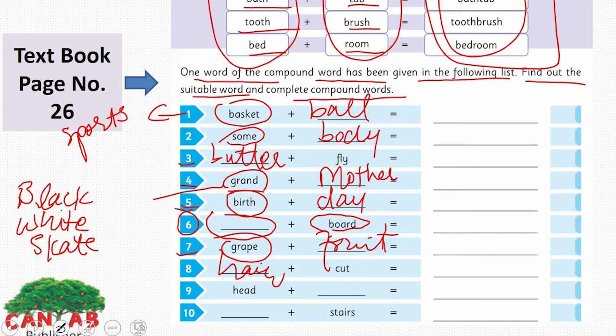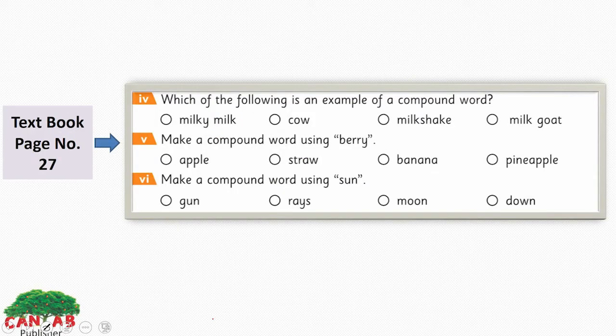Look at the ninth one. Let me give you a clue. This is a thing which we put in our ear to listen to music. Yes, headphone. Look at the 10th one. Stairs, downstairs. Now look at the page number 27 of your textbook. Which of the following is an example of compound word here? Milky milk, cow, milkshake or milk goat? Yes, it's very clear here, milkshake.